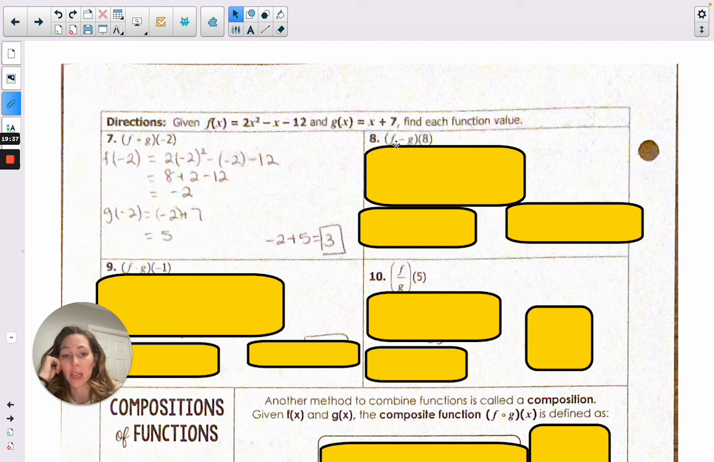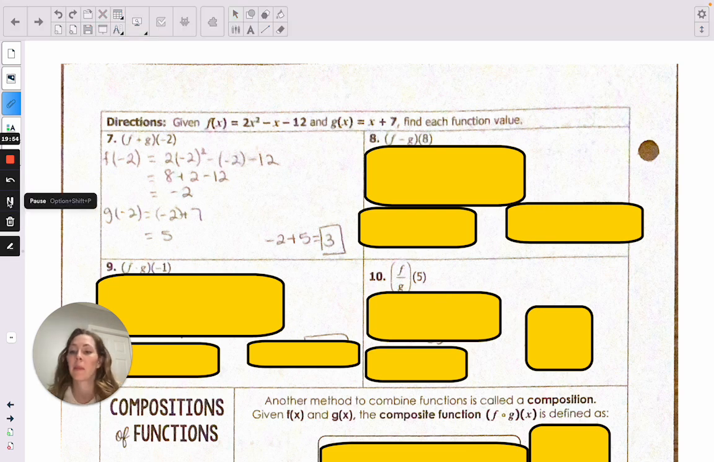This one, you're going to do it again. f at 8, g of 8, subtract. f at -1, g at -1, multiply. f at 5, g at 5, division. Make sure you restrict the domain if you need to. So really go pause the video and try these guys, okay?